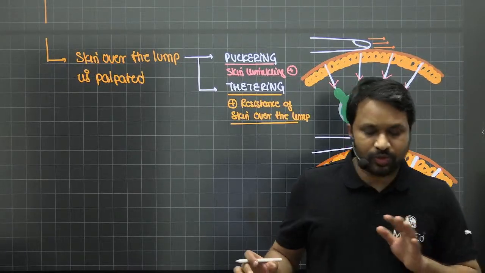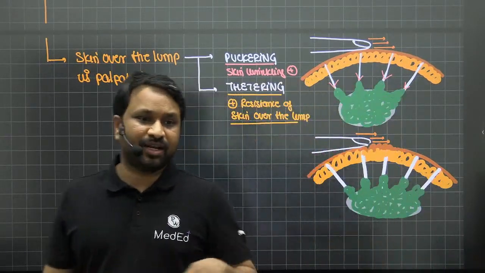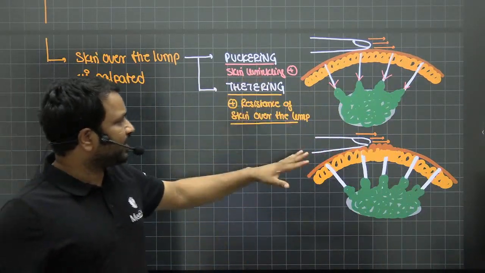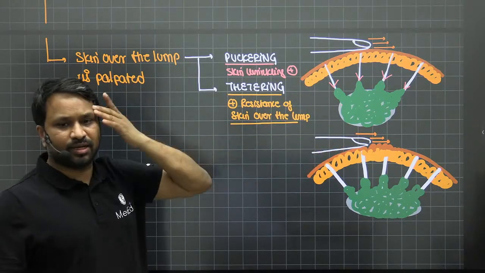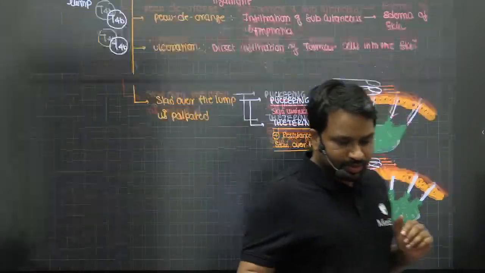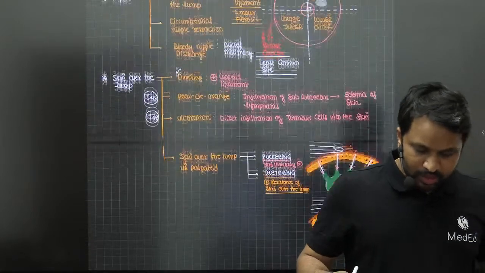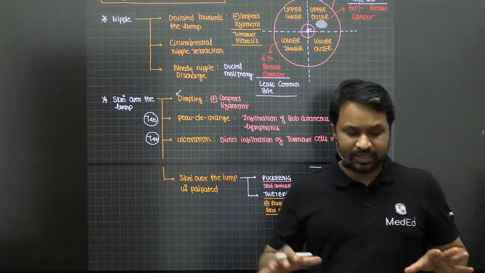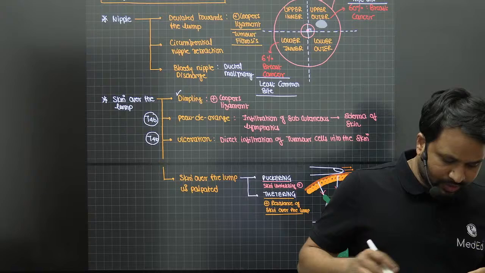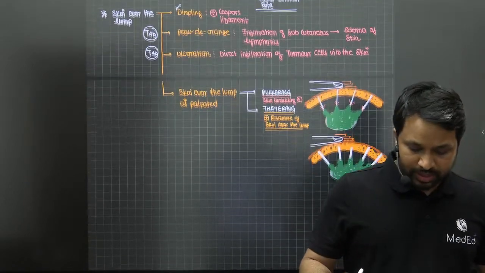So when you do palpation of the skin over the lump, you'll have puckering and tethering. The tethering is the resistance, puckering is the skin wrinkling. Simple concept. Okay? So these are the findings on the skin over the lump. We had the nipple findings, we had the skin over the lump findings, and now we are going to look at the axilla.